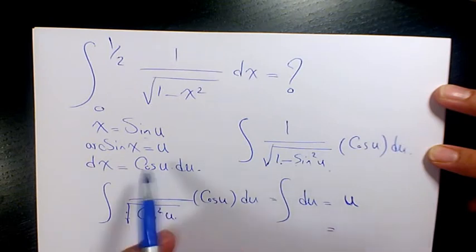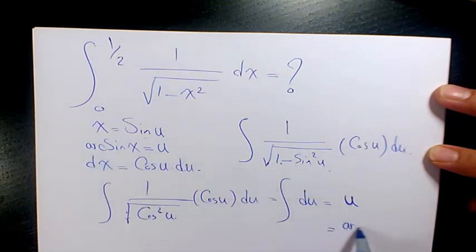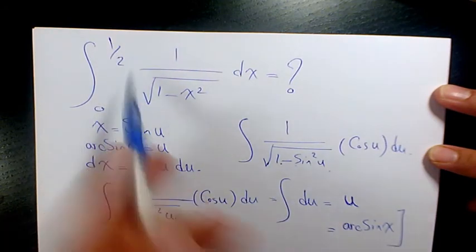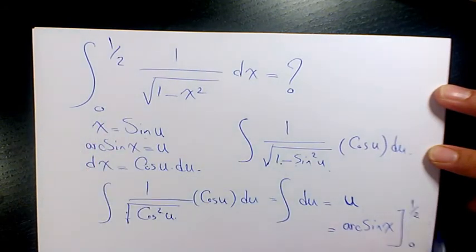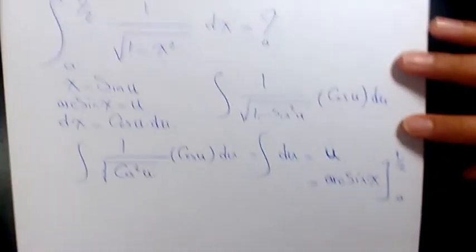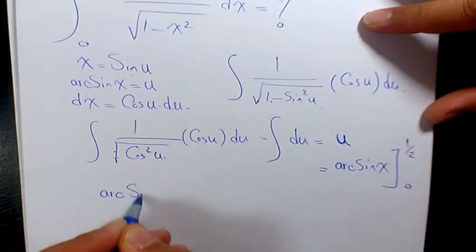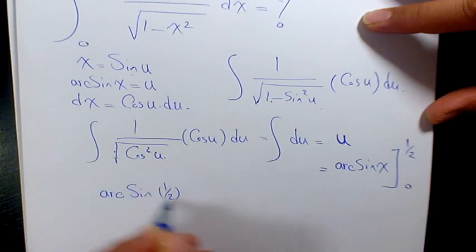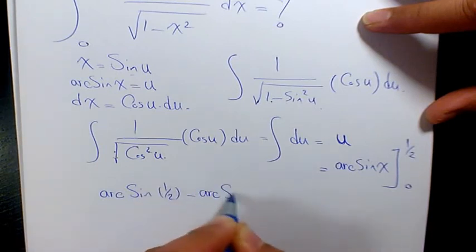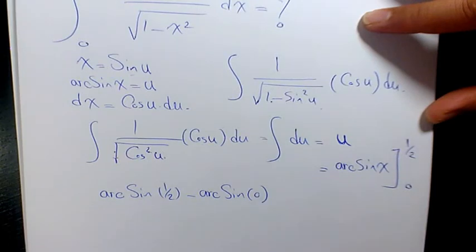And u was arc sine x. And x is changing from 0 to 1/2. So it's going to be arc sine 1/2 minus arc sine 0.